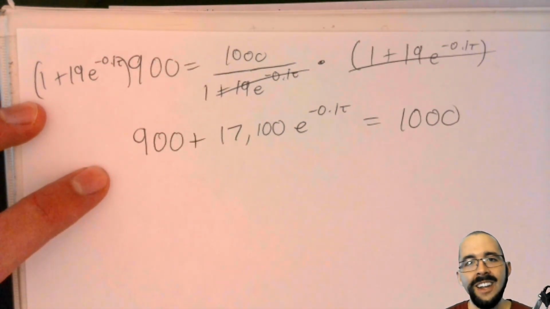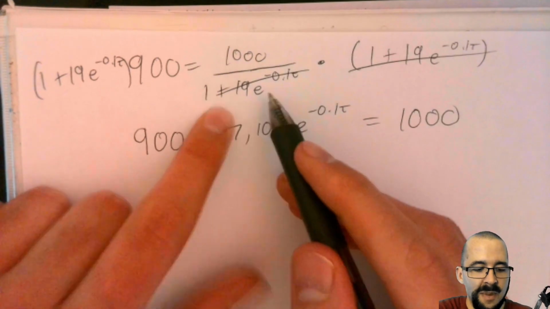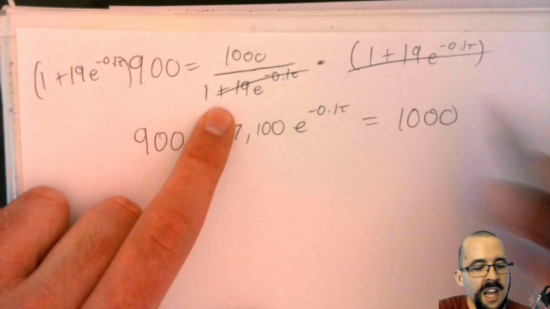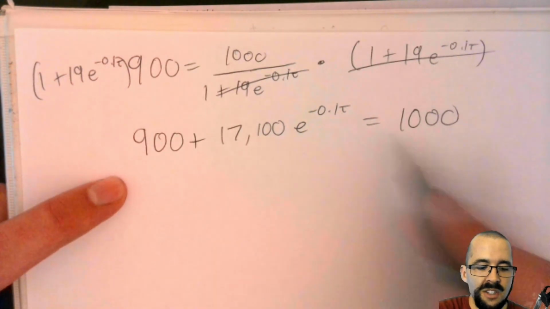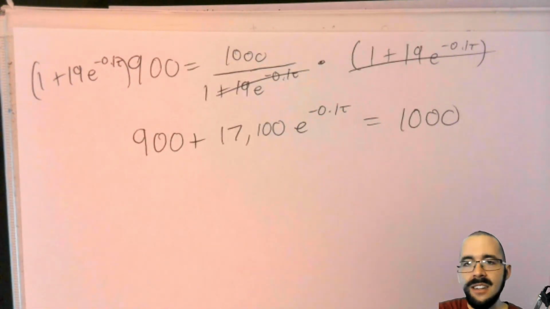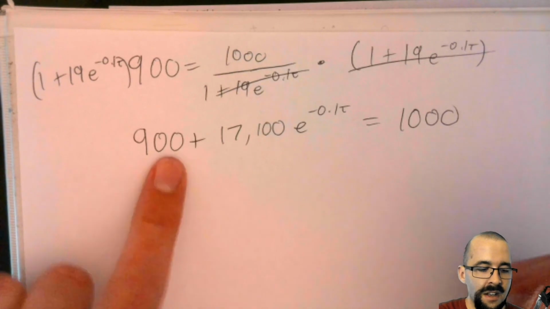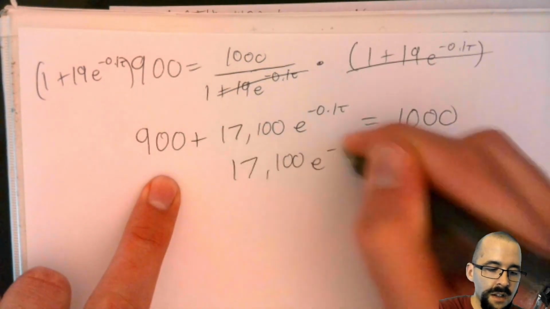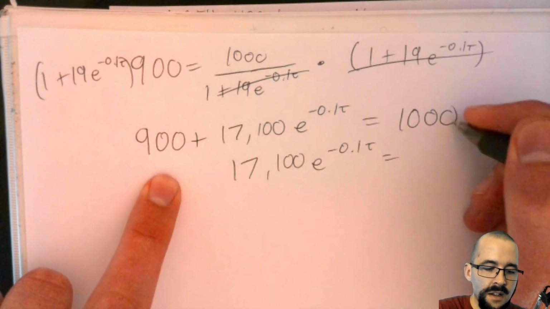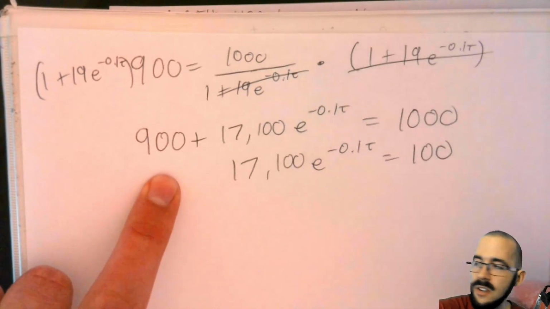And now we've got an exponential equation. So with that one step, as soon as we got rid of the fractions by multiplying by the LCD, we just have an exponential equation. Isolate the exponential and then undo it. So subtract 900 from both sides. 1,000 minus 900 is 100.